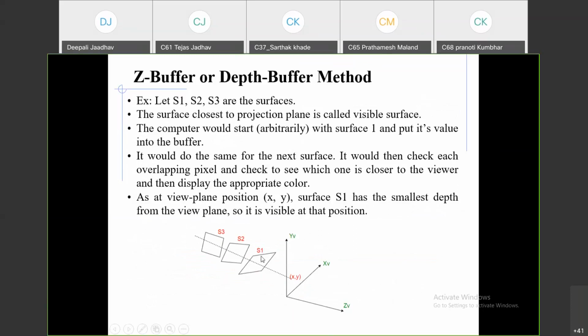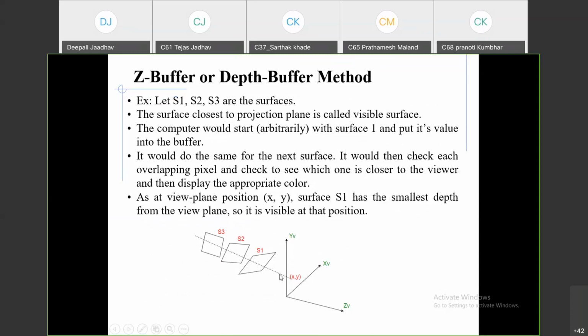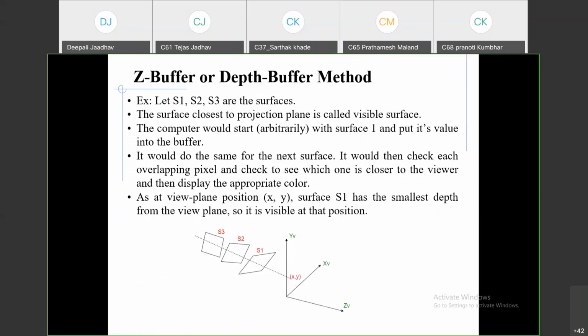For this surface the depth is calculated first, then for this surface, and then for this surface. According to that Z value, suppose for S1 the Z value is equal to 5, for S2 it is 7, and for S3 it is 9. Accordingly, the Z values for a pixel are compared, and the closest surface determines the color to be displayed in the frame buffer. What is this frame buffer, and what is this Z buffer? We are going to see in the next slide.